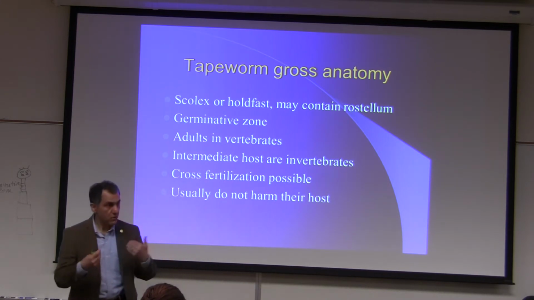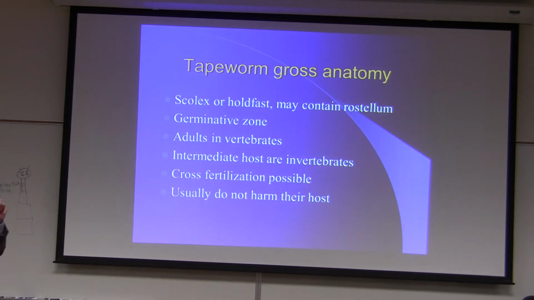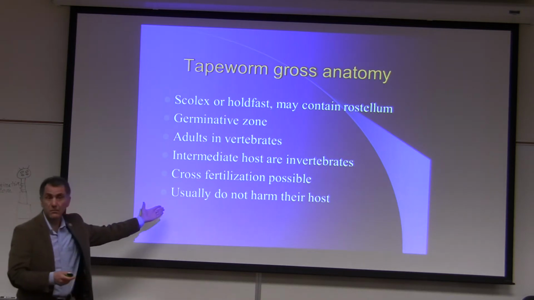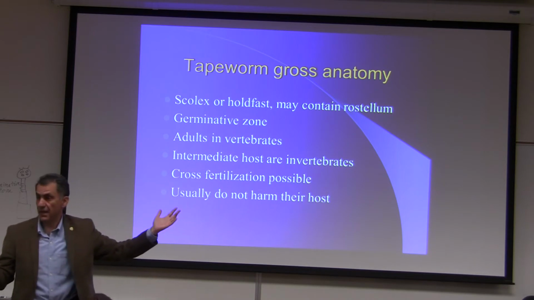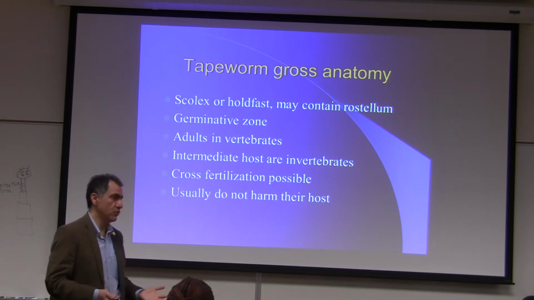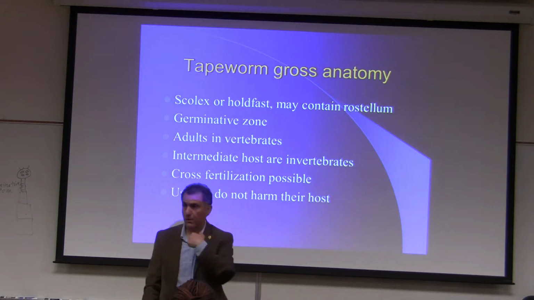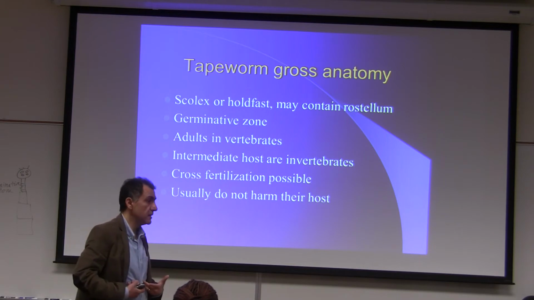The ones that we are going to talk about today are the ones that do harm humans, except one of them. Taenia saginata does not harm humans, but the rest of them, Taenia pisiformis, for example, another tapeworm of humans, do not harm humans. I mean, you've heard that some people take tapeworm to lose weight because it competes with your food. I do not recommend it.